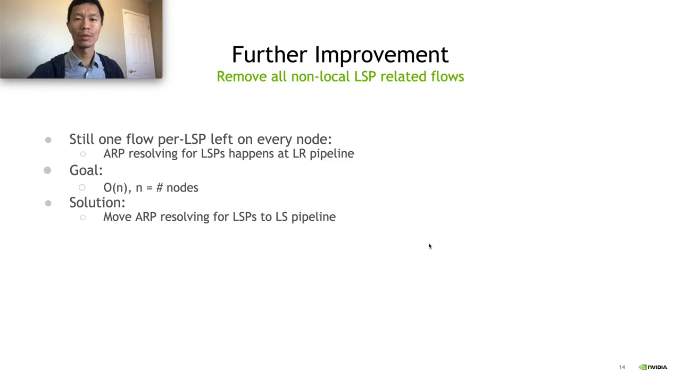There can be some further improvements. Basically, if you notice, there's still one flow per logical switch port on the shared logical router pipeline. And the goal is to make it O(n), where n is the number of nodes, instead of the number of logical switch ports.